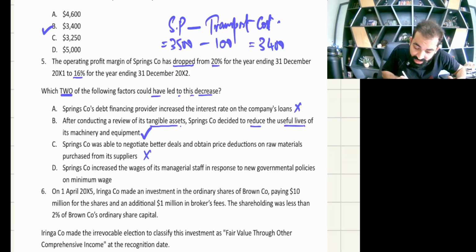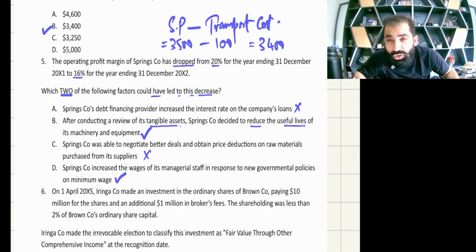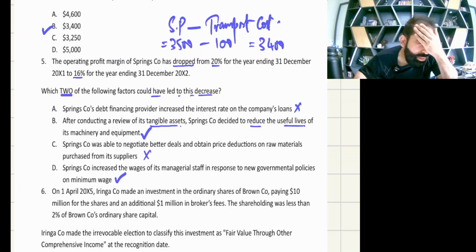Now D, Spring company increased the wages of managers. Yes, openly they are saying your cost is going up, and whenever your cost goes up, your profit goes down. So B and D is your answer, and this is a ready question. This is easy peasy, clear marks.